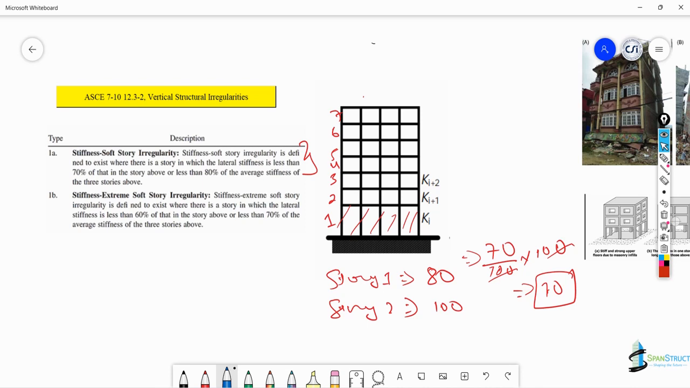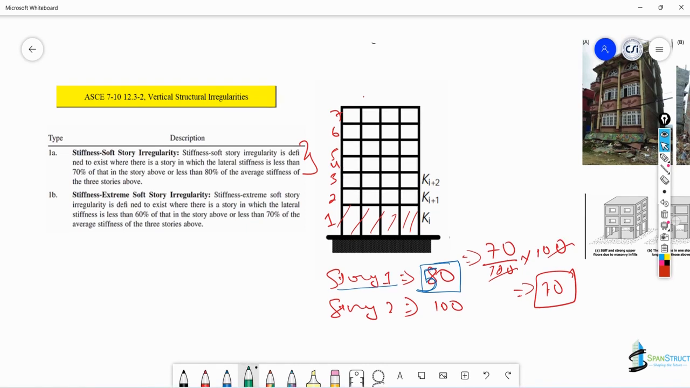Now if you look at the story number 1 stiffness, we have 80 here. If we have 80 as the story number 1 stiffness, then story number 1 will not come under the soft story. For story number 1 to become a soft story, this value should come lesser than 70. Let's suppose this value is 50, then this will become a soft story because 50 is lesser than 70. So we have understood that for any story to become a soft story, the lateral stiffness should be lesser than 70% of the story above. This is the first condition.